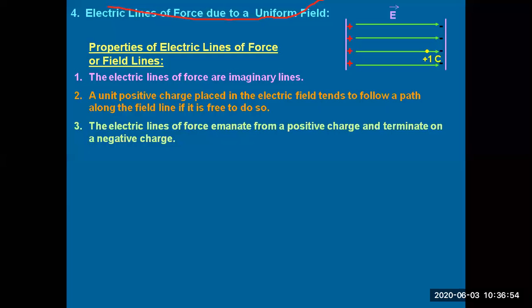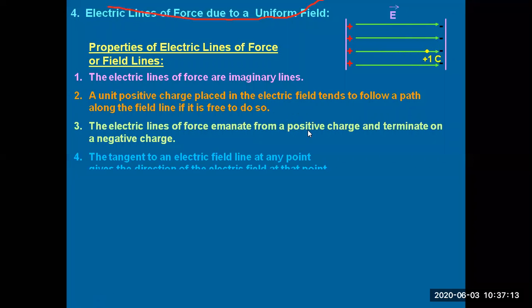First point is I, which stands for imaginary lines. Second point is E. The electric charge line will be along the field. Third point, I'm writing it as S. It stands for: it starts from a positive charge and ends on a negative charge.